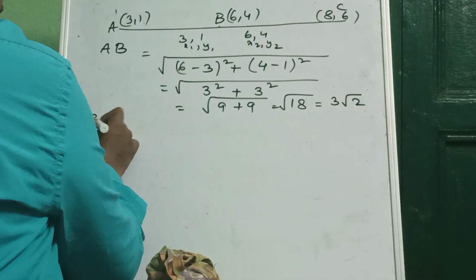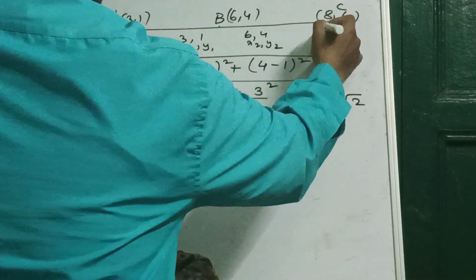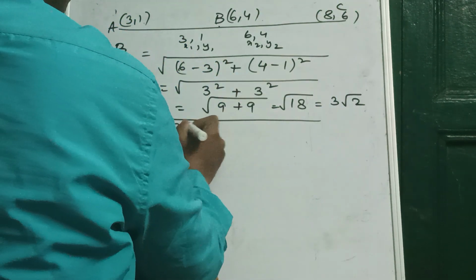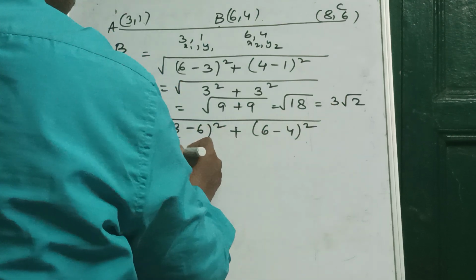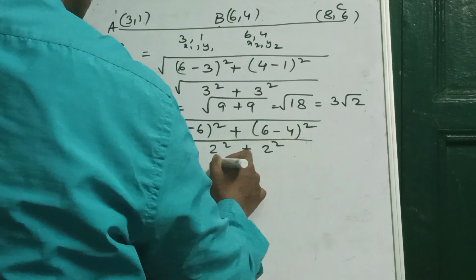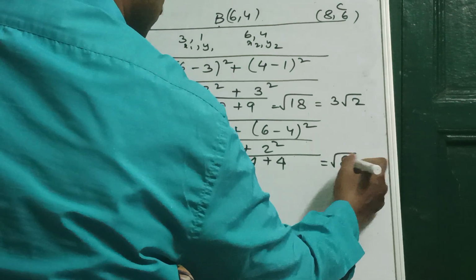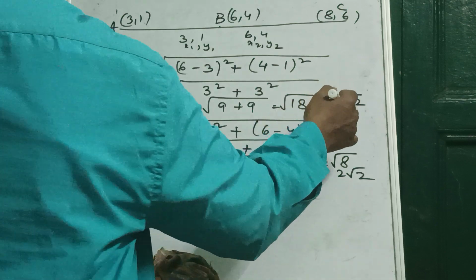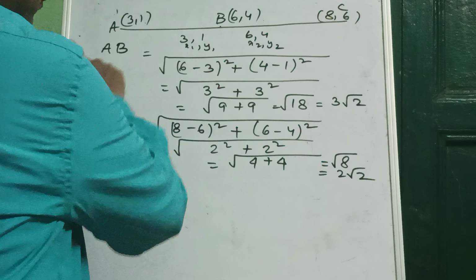Again, BC. Take B as x1, y1 and C as x2, y2. 8 minus 6 whole square plus 6 minus 4 whole square. 8 minus 6 is 2, 2 square, 2 square, 4 plus 4, root 8. Root 8 means 2 root 2. Okay, AB is 3 root 2 and BC is 2 root 2. Now we can calculate the distance AC.